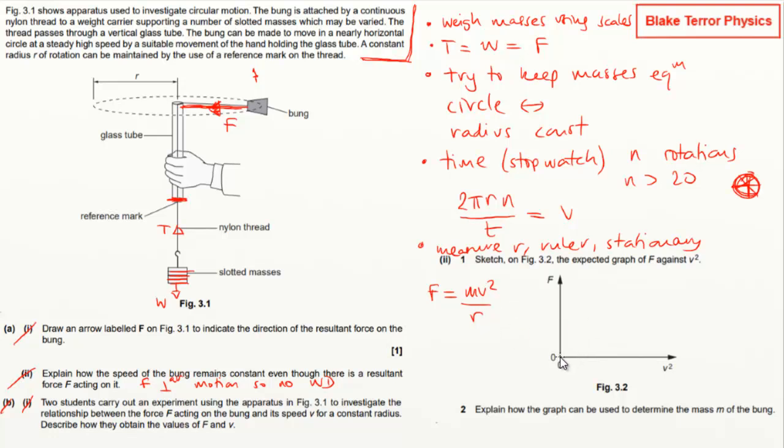So we're going to have a straight line through the origin where the gradient is equal to m over r. Explain how the graph can be used to determine the mass of the bung. Well, there we go. The mass of the bung is the gradient times the radius of the circle. All that effort to work out the mass of the bung. Yeah, what a waste of time. And you probably won't even get a very good answer for it.